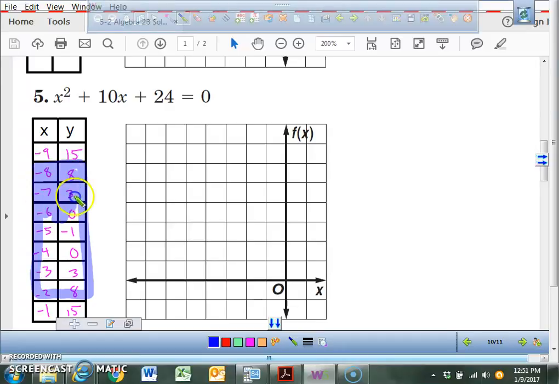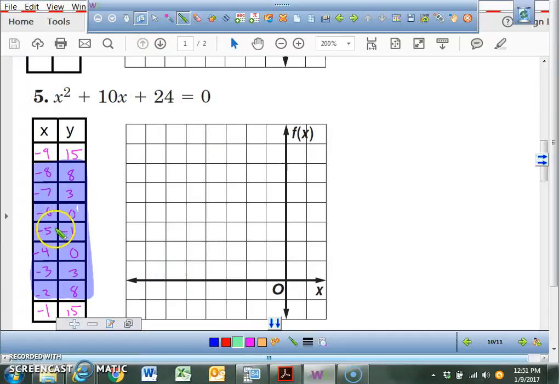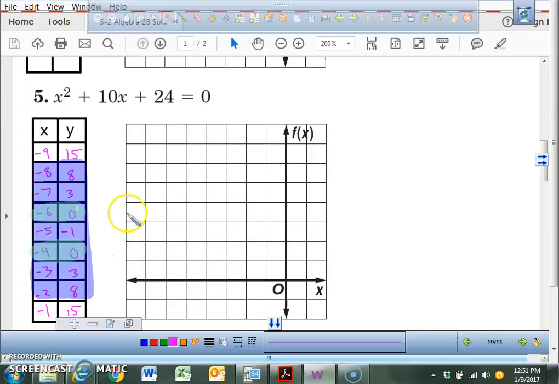Now, the last problem, everybody, we did not have exact zeros. I mean, they were approximate values, but we didn't have perfect zeros. Here, look, we have 2 of them. We have one right here, and we have one right here. So if we graph this, we have -8, +8 right up here. We've got -7, +3, -6, 0. That's one of our answers.